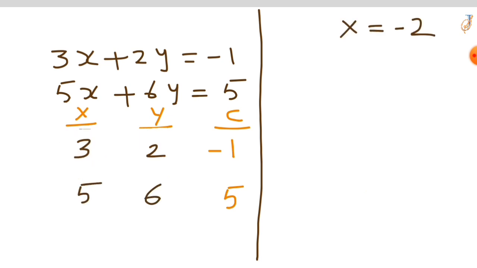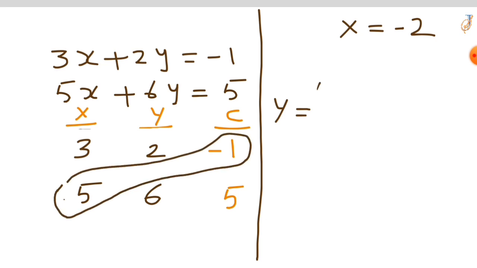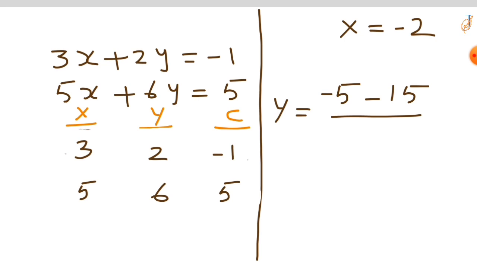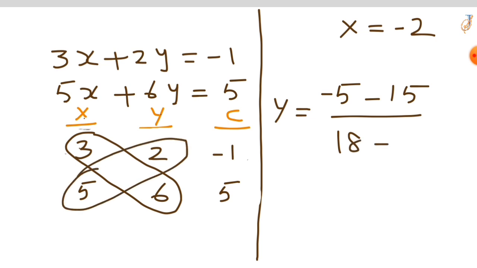Now I am going to find the value of y. Whenever you are finding y, you need to concentrate on x terms. So you have to start with the second equation. The x coefficient of the second equation times the constant. So 5 times minus 1 gives minus 5, minus 3 times 5 gives 15. So divided by, you need to take x and y terms diagonally. So 3 times 6 gives 18, minus 5 times 2 gives 10, which is minus 20 divided by 8. The answer is minus 5 by 2.